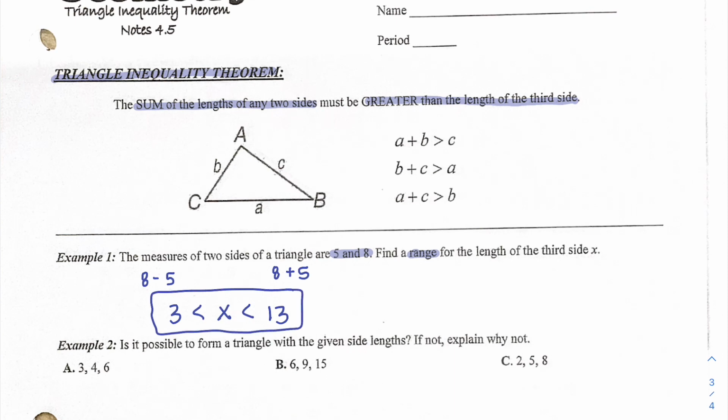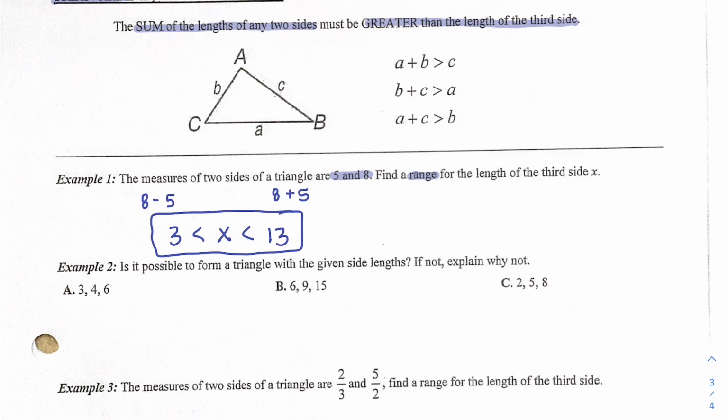Okay. The greatest number is you're going to add those 2 together. 8 plus 5 is 13. So our third side could be anywhere between 3 and 13. All right, so that's how you find it. You subtract the 2 numbers and you add the 2 numbers together.